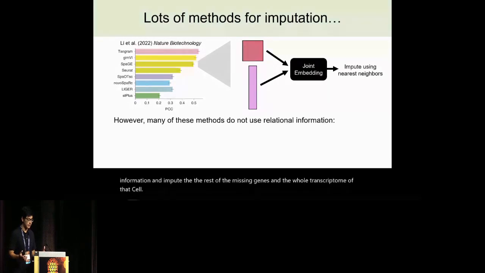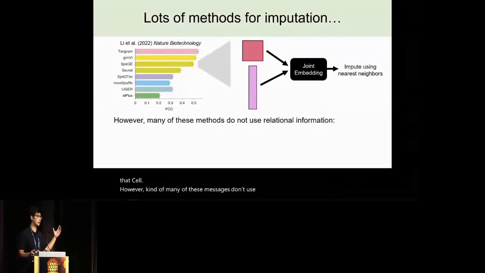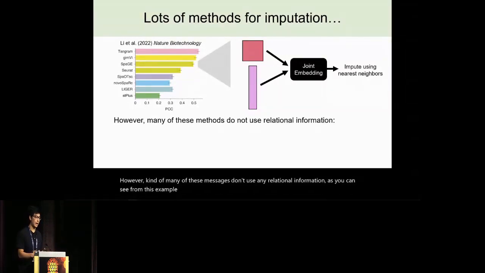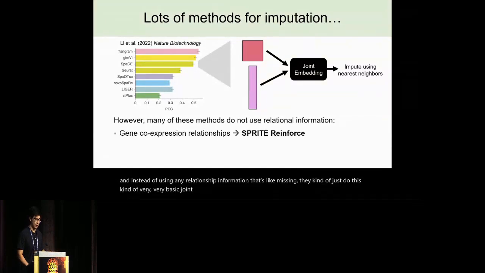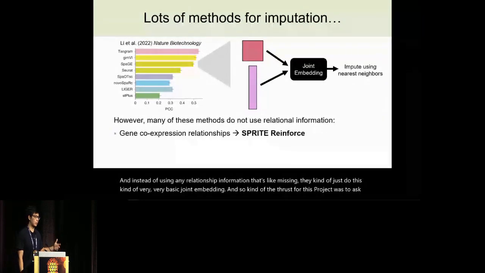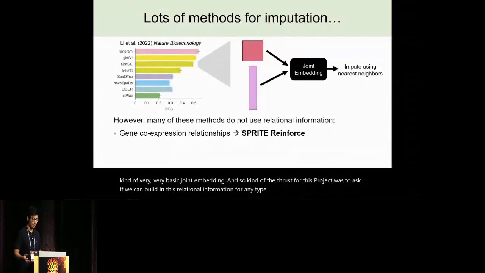However, many of these methods don't use any relational information. As you can see from this example, they generally just take these tabular matrices of genes and cell counts. And instead of using any relational information, they just do very basic joint embedding. And so the thrust for this project was to ask if we can build in this relational information for any type of black box imputation.